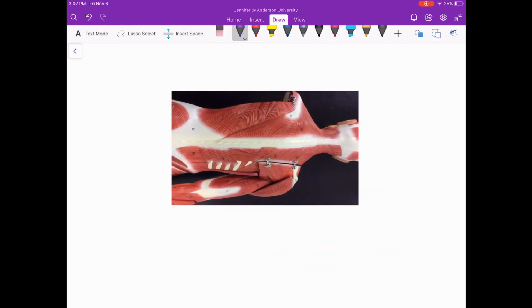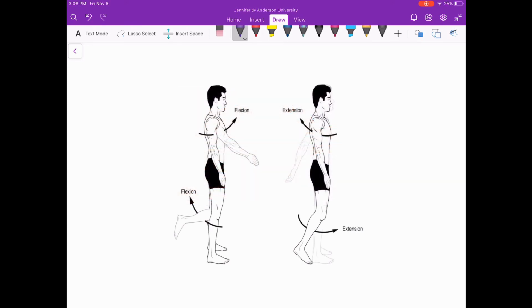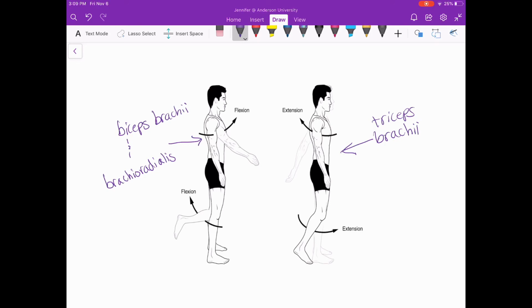And here we have a model where you can see the triceps brachii located on the posterior part of the arm. Here is another diagram showing arm flexion, which, as we just went over, the biceps brachii and the brachioradialis participate in. So the arm is moving forward and flexing. And then on the other side of the diagram, forearm extension is shown, which is the opposite movement, done by the triceps brachii, which is why it is an antagonist for the biceps brachii.